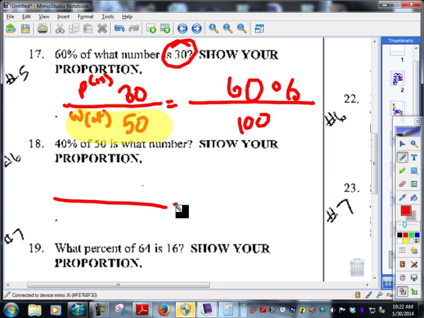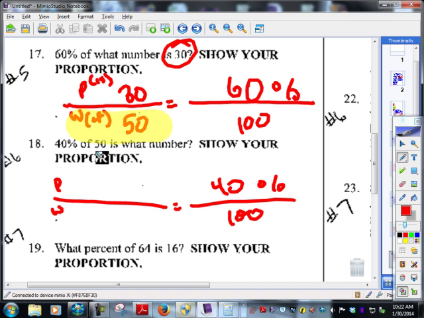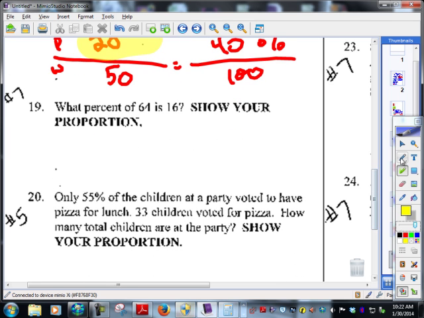Okay, here. Part over whole equals percent over 100. Again, have I even read the question yet? No, sir. I am writing this first. I know 40% goes there. 40% of 50 is what number? Is 50 representing a part or a whole, Jennifer? A whole. I know the answer is 20. Okay? And I'm skipping over the cross multiply and divide part because I know you guys know that.